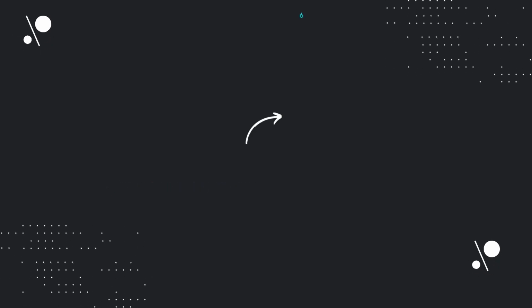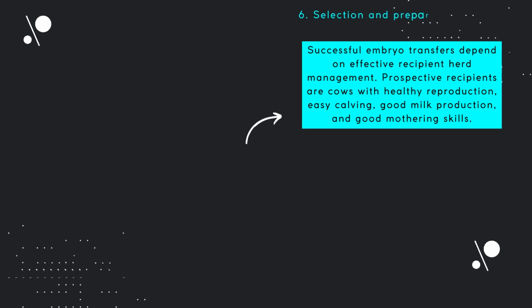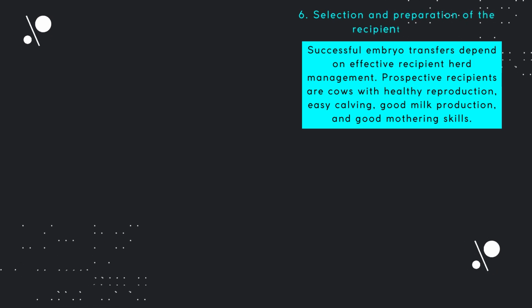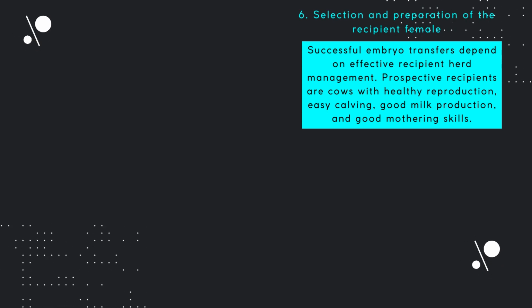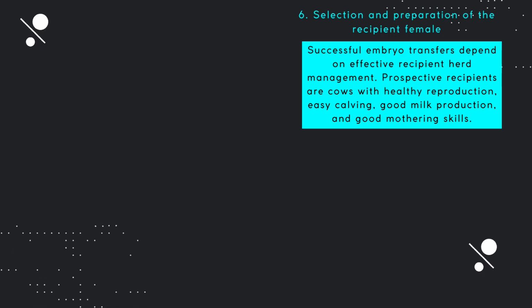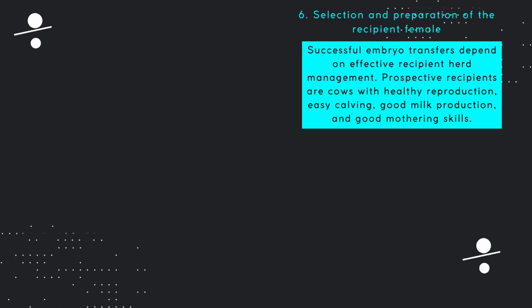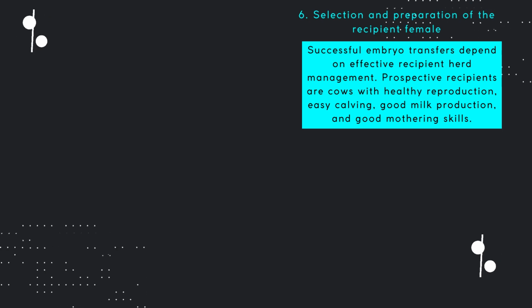And then the selection and preparation of recipient females. Proper recipient herd management is essential for successful embryo transfer. To maximize embryo survival, conditions in the recipient reproductive tract should closely resemble those in the donor.